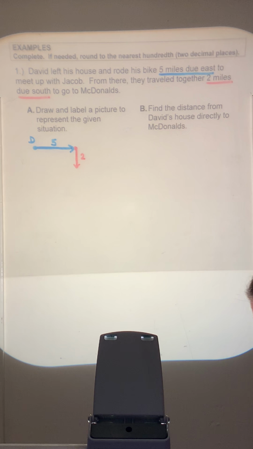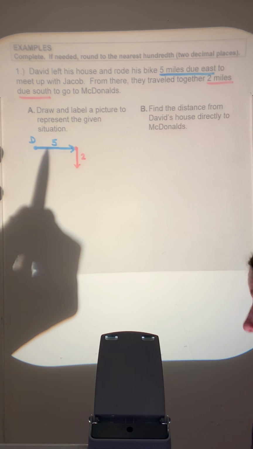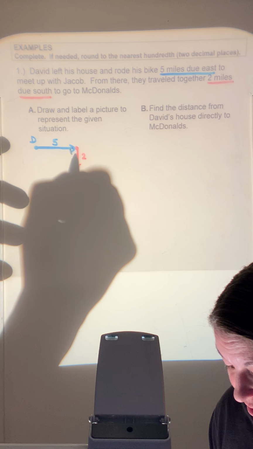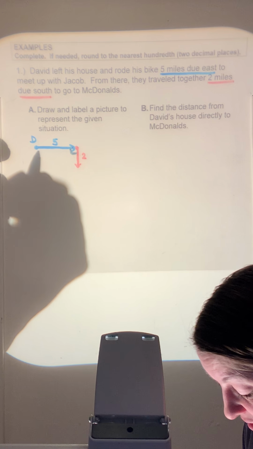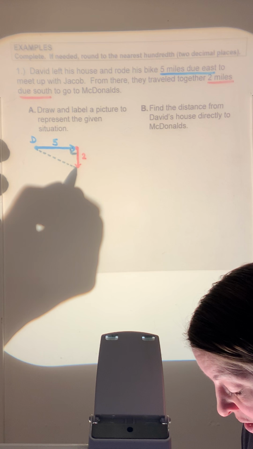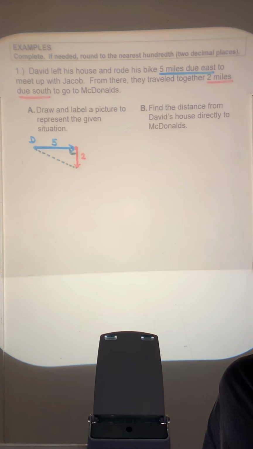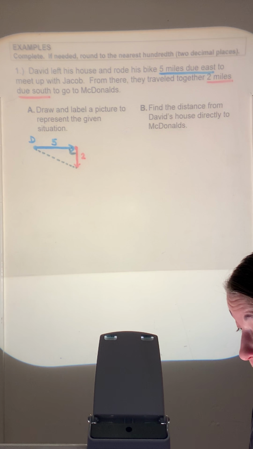What makes a difference though is that you're attempting to draw this as straight as possible, so you recognize that this turn makes a 90-degree angle. And if I were to just connect this end with this end of this arrow here, notice that I've made a right triangle. Therefore, this is why I'm using the Pythagorean Theorem.